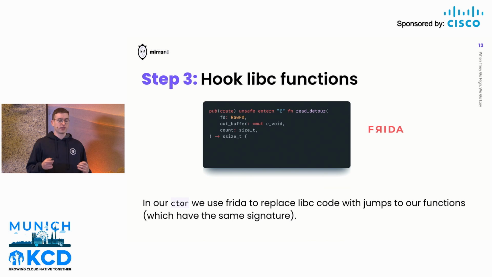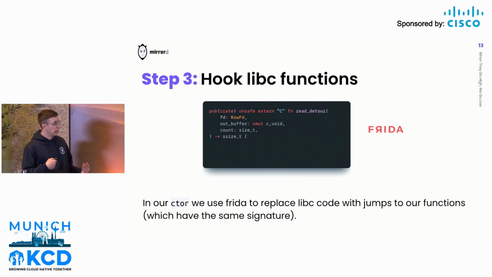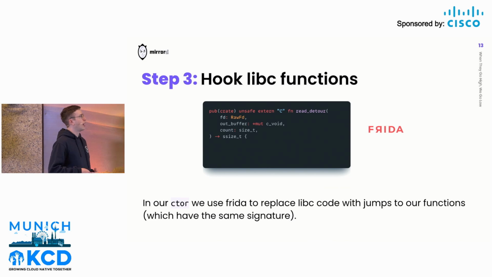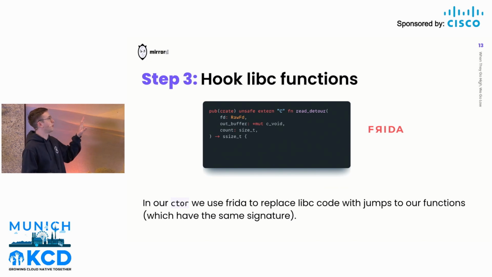And the way it works is Frida replaces the first couple of binary instructions of that Libc function with a jump to our code. And so for each Libc function that we want to hook, we define our own Rust function with an identical signature. This is why we also need to use Rust's FFI features and make sure that we have the C ABI and C calling conventions for those functions.